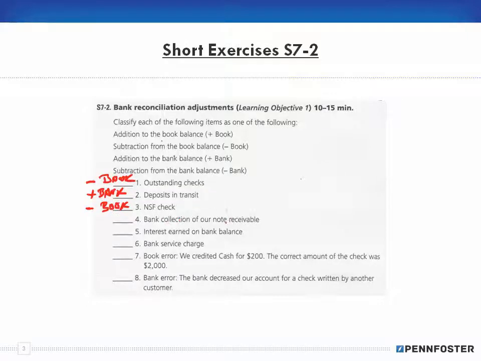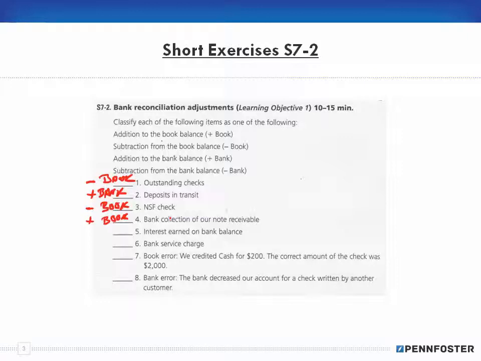Right, bank collection of our note receivable. That's an addition to our book or our check register. Okay, if we have a notes receivable, it is possible for the bank, think about your mortgage. This is the best way to think about this. Your mortgage is generally handled through a bank, okay? The money doesn't go right into a mortgage company.